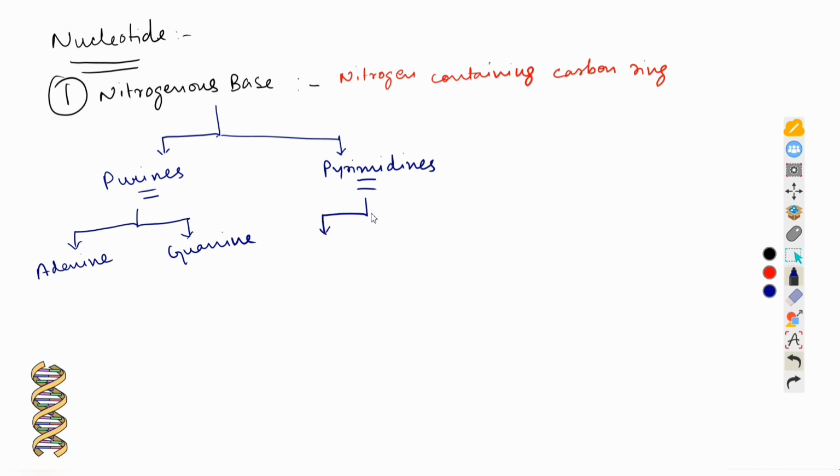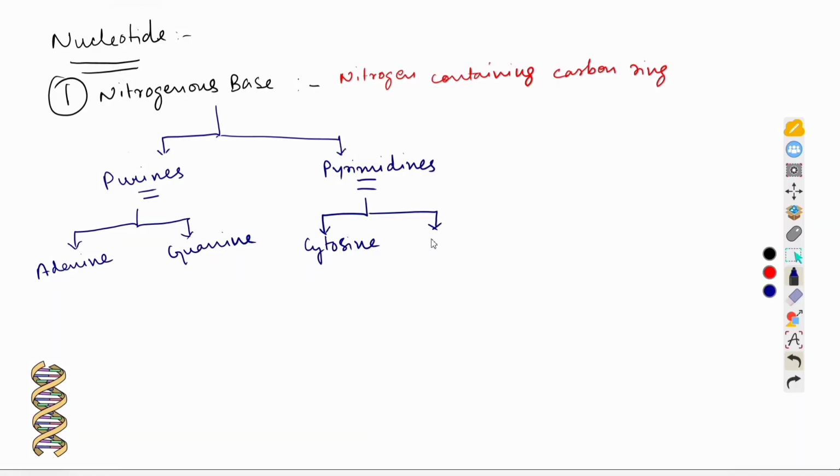So the pyrimidine bases, nitrogen bases, are cytosine and thymine. Okay, but in case of RNA, instead of thymine, uracil is used. Okay, so adenine is represented as A, guanine is represented as G, cytosine as C, and thymine as T. So this is all about the nitrogenous base.